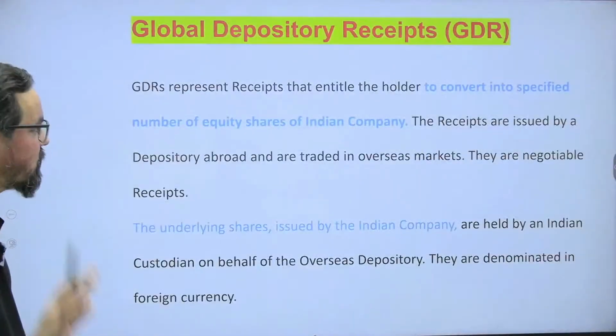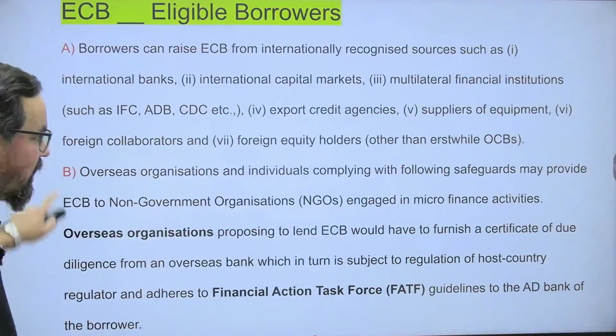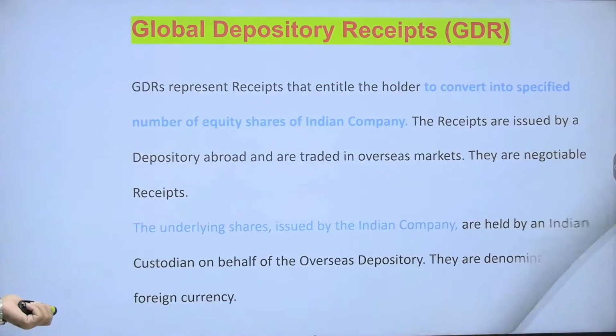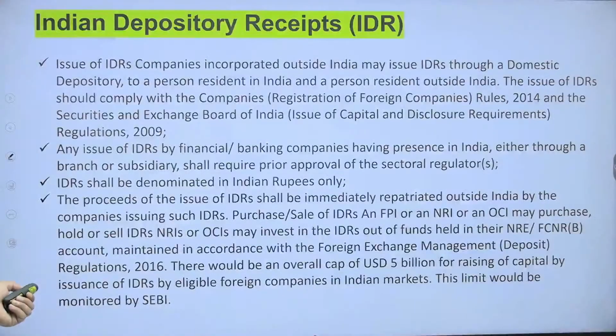Okay, so these entities are the same which we have discussed in our module A itself. So please go through these ones. GDR, the global depository receipt, is converted into a specific number of equity shares and so on. This also we have discussed. There is one point, Indian IDR also. These are the subtopics which we have already discussed.